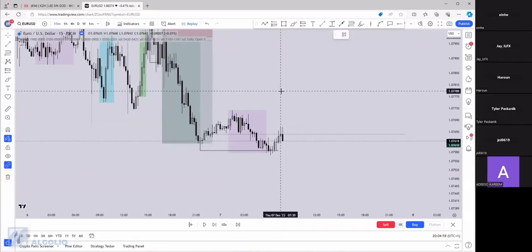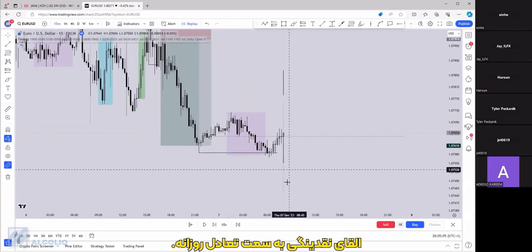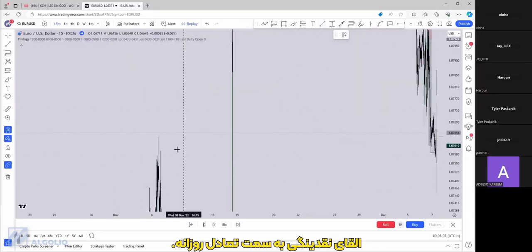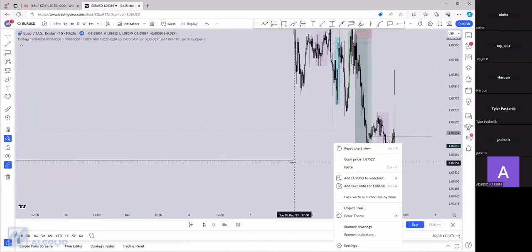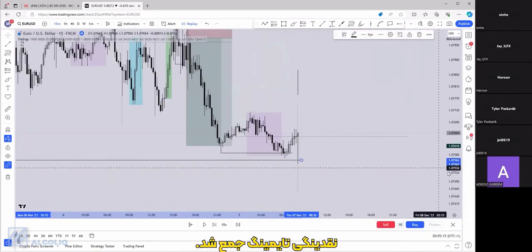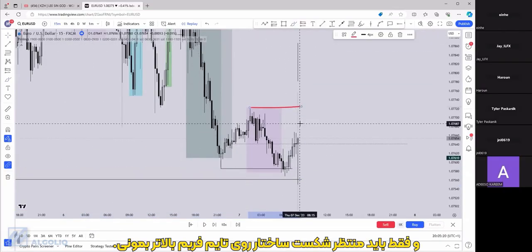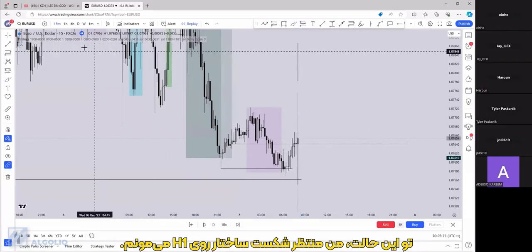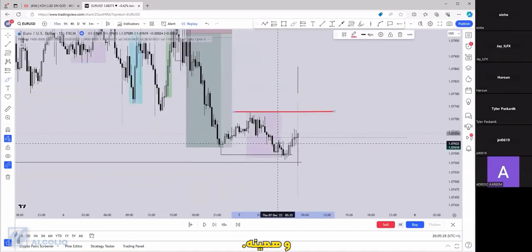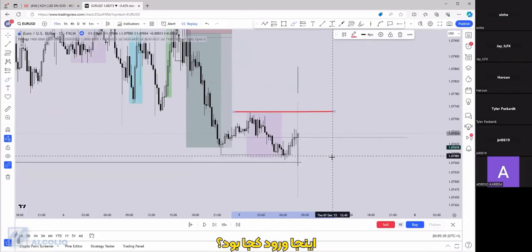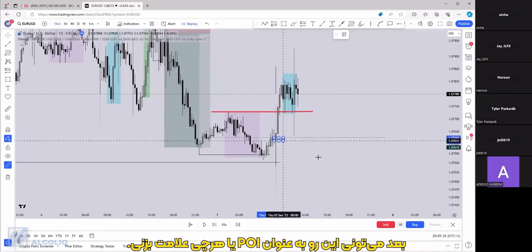Then you had Frankfurt open. Inducement into daily rebalance. So high time frame objective taken out. Timing liquidity taken out. And all you have to do is wait for a break of structure on high time frame. So in this case, I would just prefer H1, right? High. And it's the same. Which was the entry here? After this, you wait for break of structure. Then you can just mark this POI, whatever.